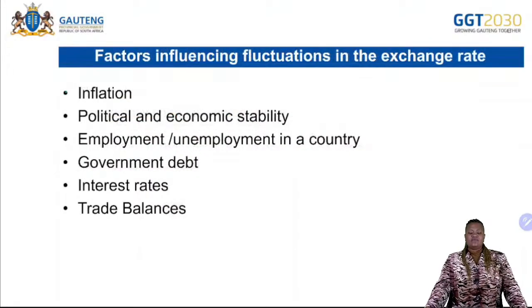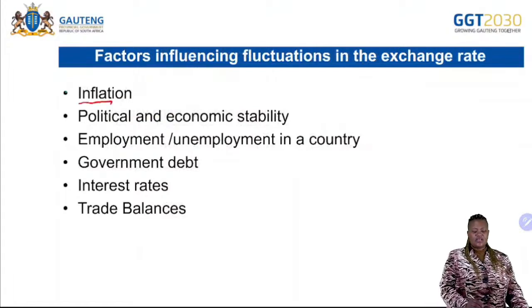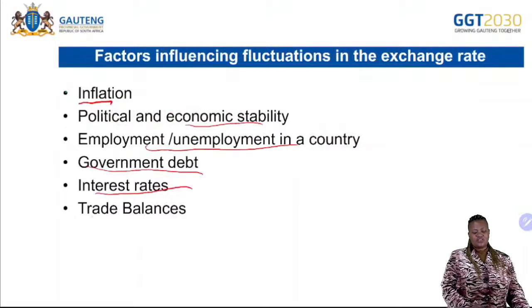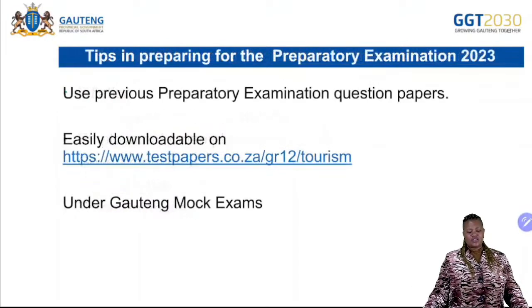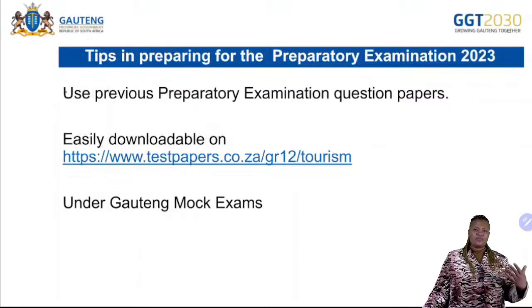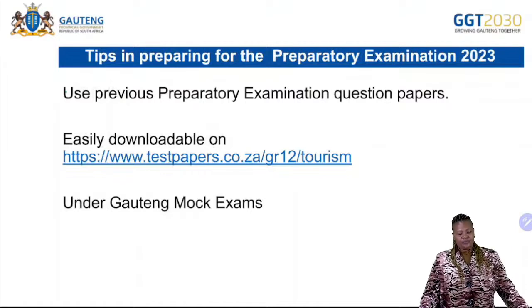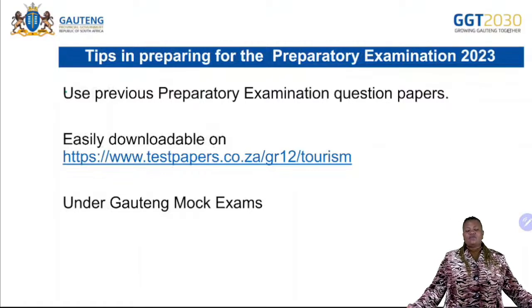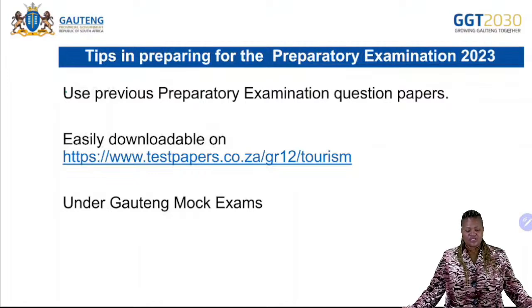And then the factors influencing fluctuations in exchange rates are inflation, political and economic stability, employment and unemployment in a country, government debt, interest rates, and trade balances. So you should know these factors that influence exchange rates. When we are politically unstable, or inflation is high, or unemployment is high, it does affect the exchange rate value.